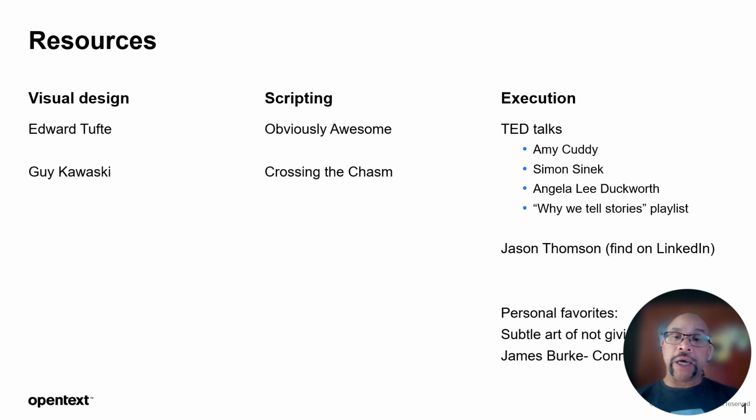On execution, my favorite TED talk is Angela Lee Duckworth, only because of the way she talks about the subject matter. Amy Cuddy is another one who's really good, particularly if you're on the younger side of myself and you're looking for somebody who can tell you how to exude confidence without maybe being there yet. Simon Sinek, it kind of goes without saying, he's got to be on the list. But on the TED Talk site, there's a Why We Tell Stories playlist that has a diverse cast of people that come from different areas and they tell stories, and they're really good.